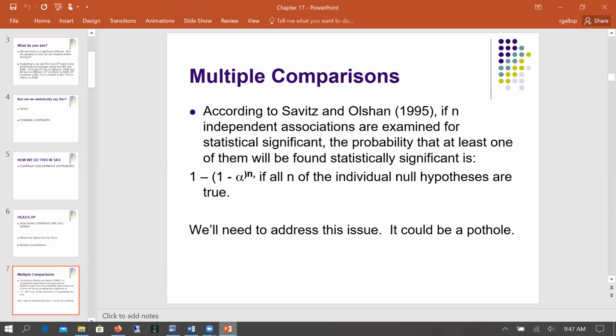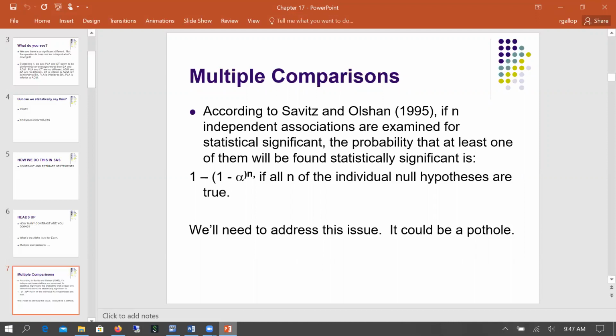So that little equation really shows that the type 1 error here can really take off. So we need to keep this in the back of our mind, something we need to address. And you had a little exposure to it at the end of 512, when you started doing the one-way ANOVA and did something called a Tukey adjustment. We're going to talk about that momentarily.